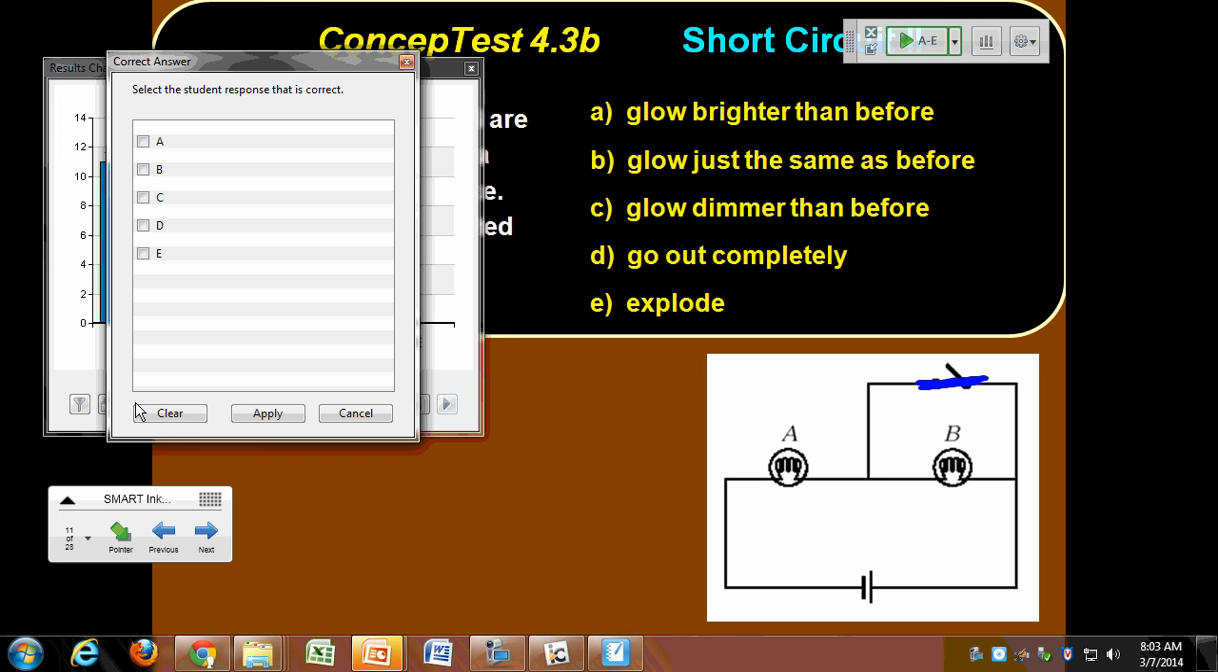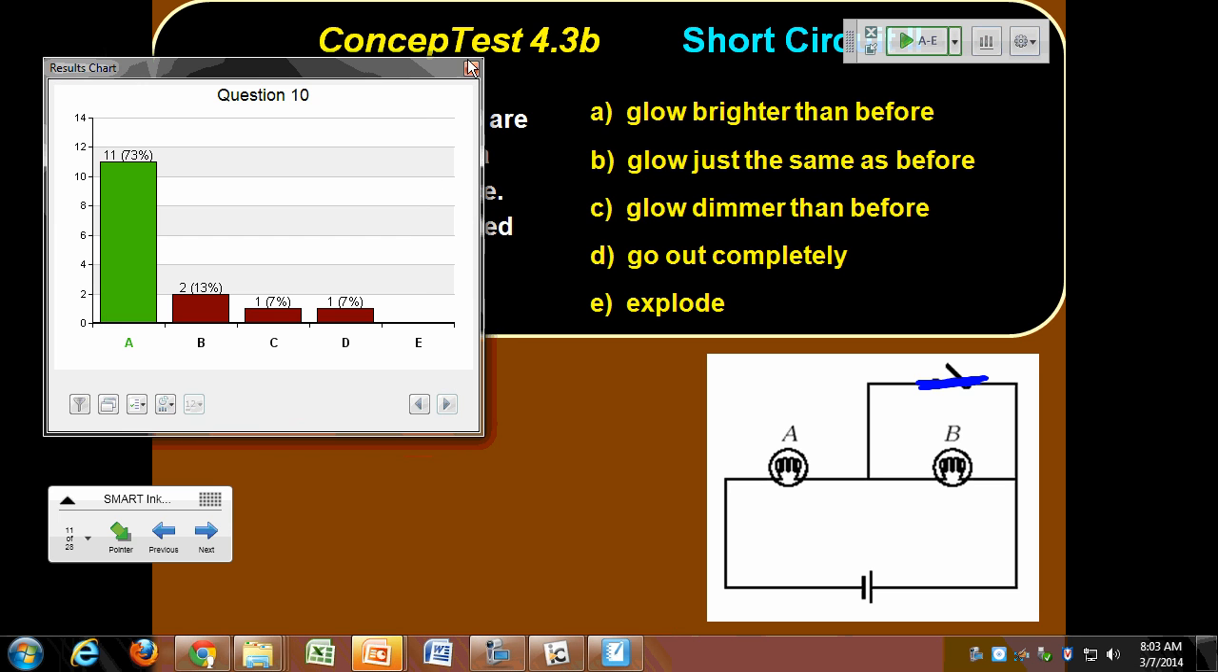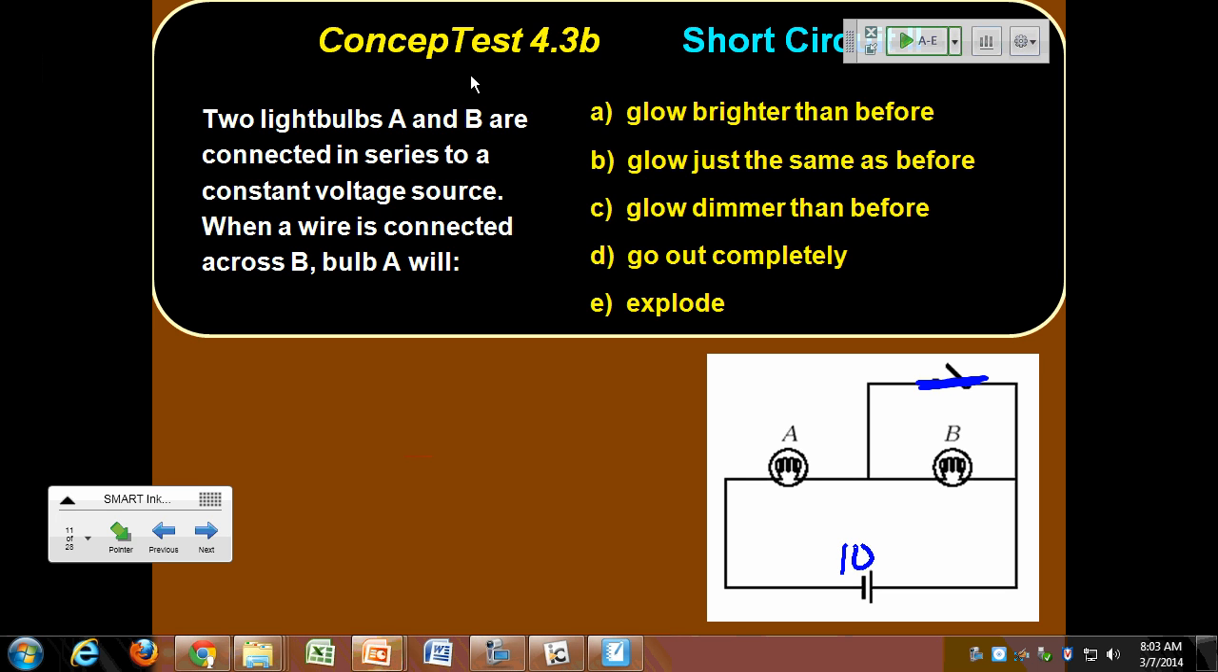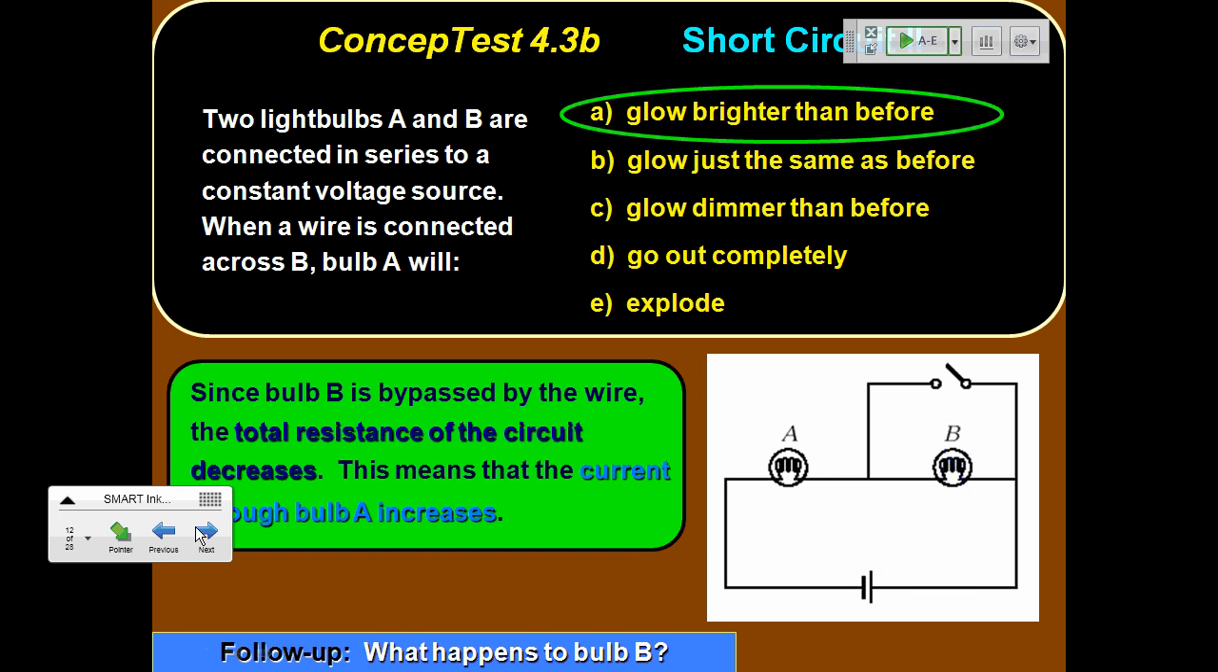All right, very good. A is the right answer. Let's say that we have 10 volts here. With bulb B, we would have 5 volts on each of them because they would split it. But when you take bulb B out of the picture, now I'm going to get 10 volts across bulb A, delivering more energy to that light bulb, because remember voltage is a measure of energy per charge, and producing a greater amount of current, providing more power to that bulb. So it'll glow brighter. And bulb B, of course, would just go out.